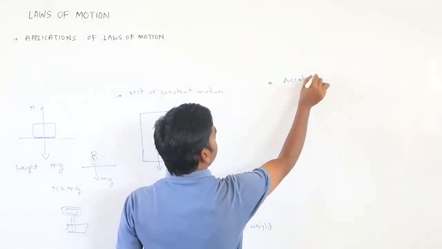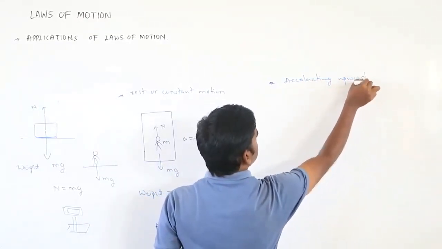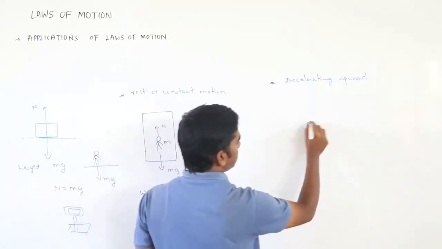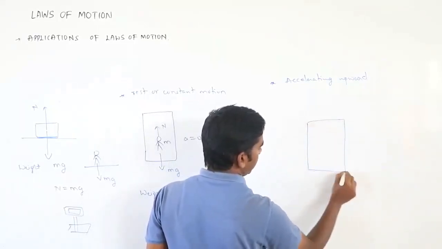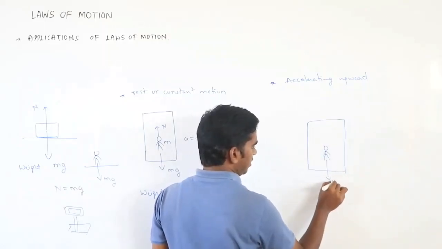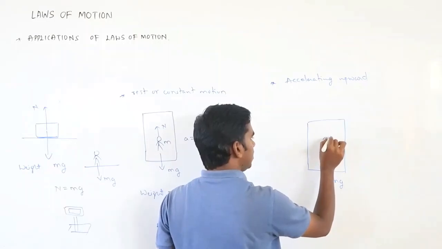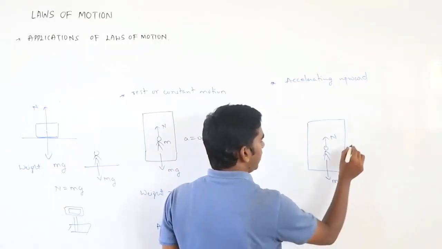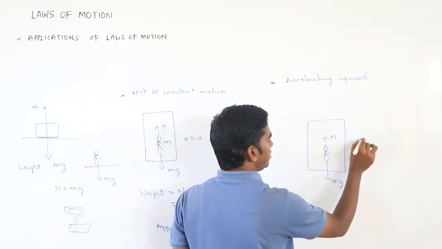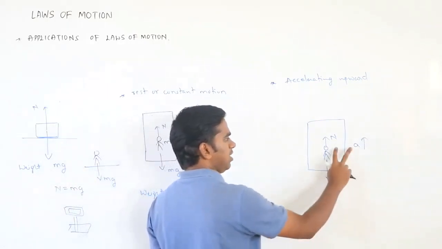Okay. Instead of that, if a lift is accelerating upward, now what will happen? Suppose you are inside the lift and you are standing over here. So what is the downward force acting? Downward force acting is mg. Upward force is the normal reaction. Then acceleration is there, in upward direction. That means there are two forces acting in upward direction.